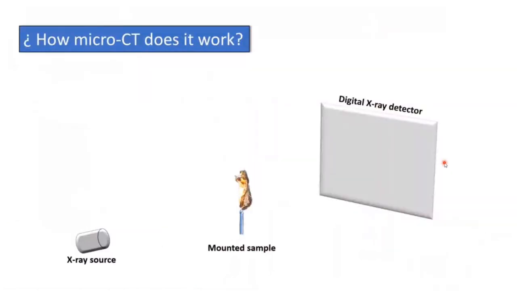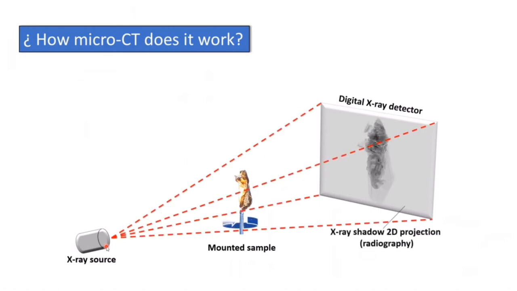MicroCT works with an X-ray source and a digital X-ray detector. What we put in the middle, in between both, is the sample, and we turn on the X-ray source. Okay, when we turn on the X-ray, what we get is a shadow projection, a radiography of the sample.